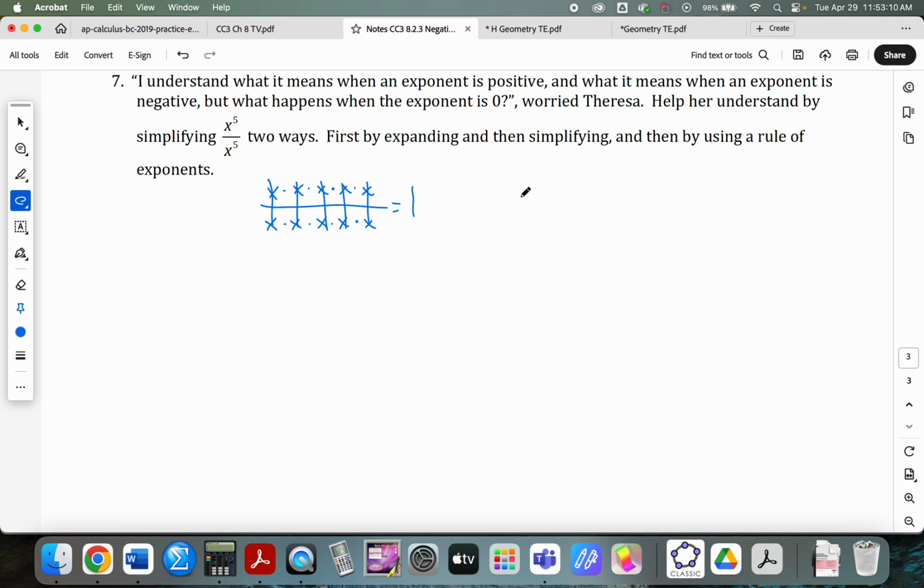If we use the rule of exponents, what should we do with the two 5s? We should subtract them. So x to the 0. Yeah. So x to the 0 power is equal to 1, provided that x isn't 0.